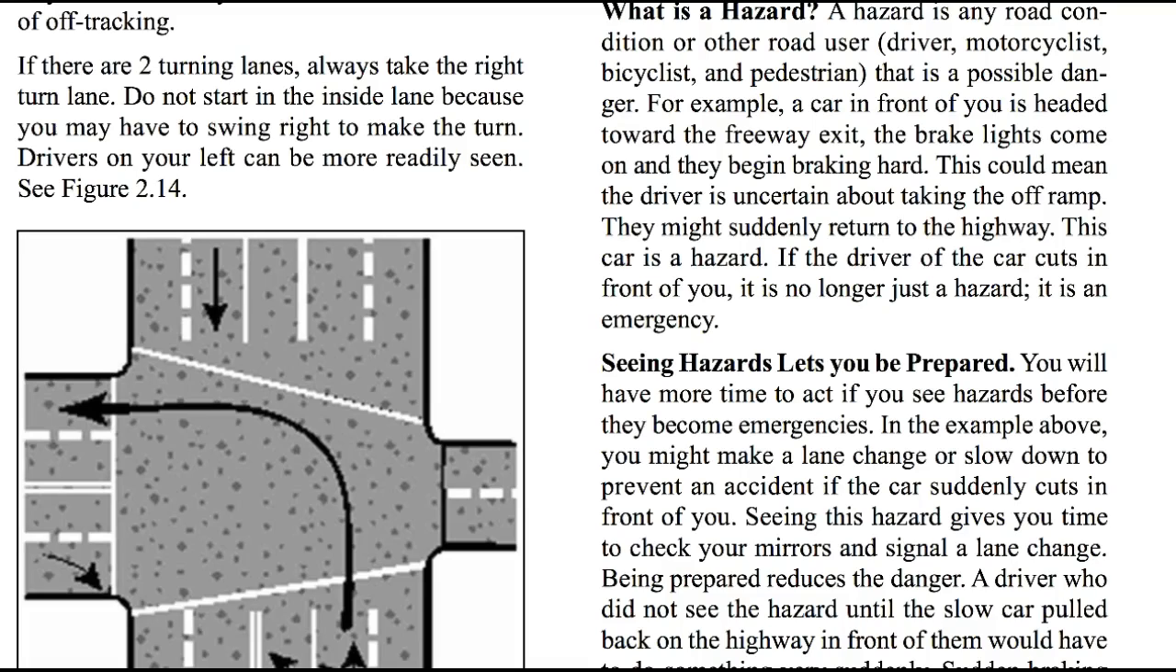For example, a car in front of you is headed toward the freeway exit. The brake lights come on and they begin braking hard. This could mean the driver is uncertain about taking the off-ramp. They may suddenly return to the highway. This car is a hazard. If the driver of the car cuts in front of you, it is no longer just a hazard, it's an emergency.